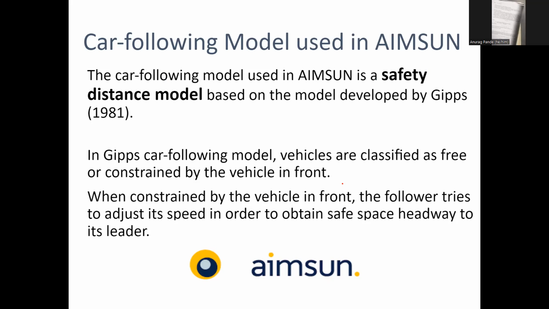There is only one threshold. You are either constrained if your delta X is small enough, or if the delta X is large, you're free. And if you're constrained, then you're trying to make sure that you're following that safety distance model. The follower can adjust his speed to obtain a safe space headway compared to its leader.